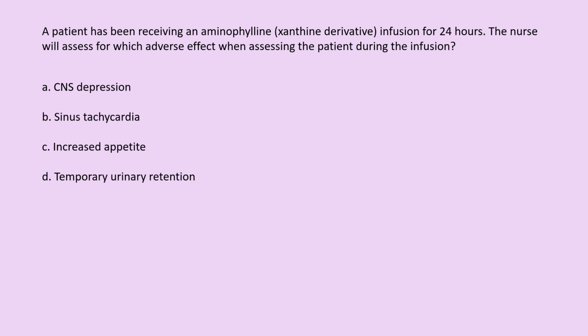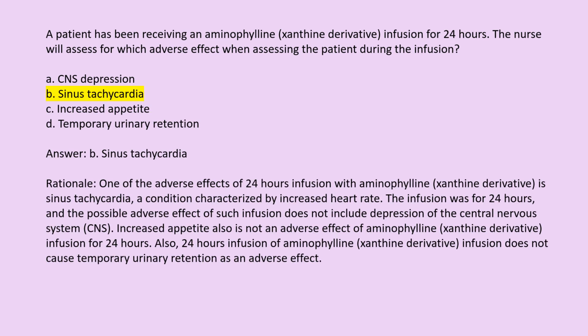A patient has been receiving an aminophylline, xanthine derivative, infusion for 24 hours. The nurse will assess for which adverse effect when assessing the patient during the infusion? A. CNS depression. B. Sinus tachycardia. C. Increased appetite. D. Temporary urinary retention. Answer: B. Sinus tachycardia. Rationale.